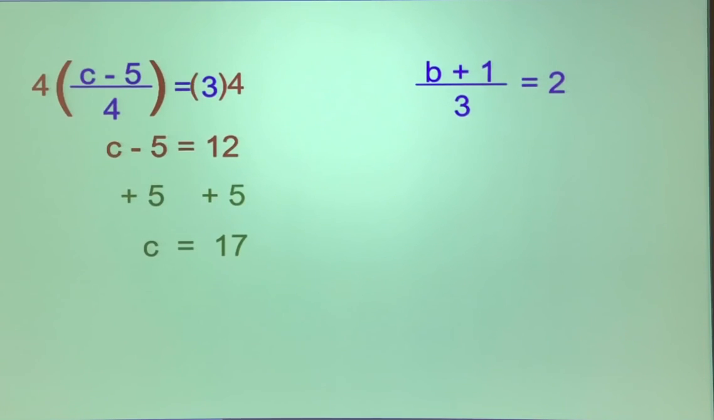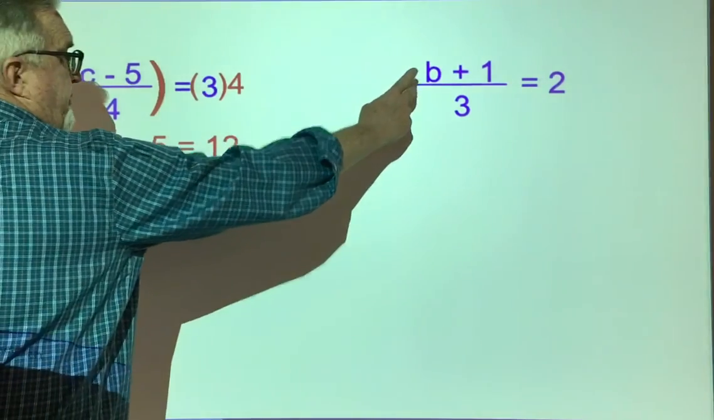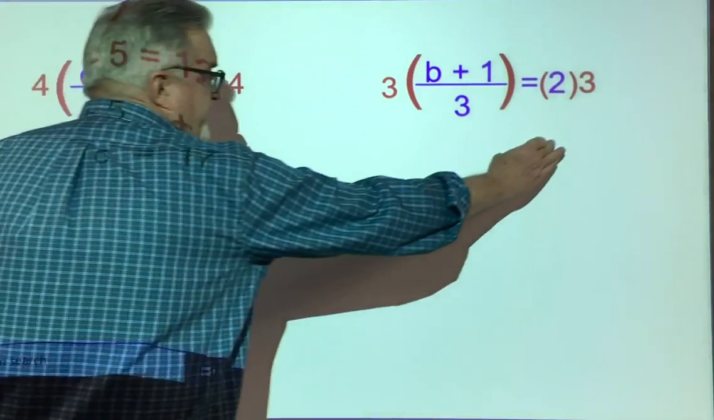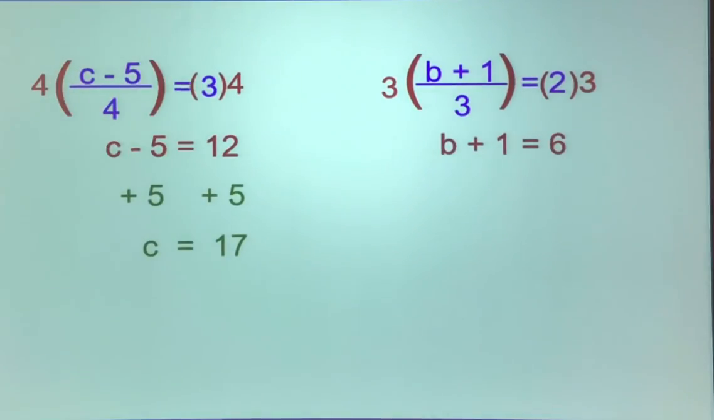On the right-hand side, we've got the sum of b and 1 divided by 3. Since the addition is taking place above the division bar, we've got to undo the division first. So we need to multiply both sides by 3. When we do so, we're going to get b plus 1 by itself, and on the other side, we will have 6. So we're left with b plus 1 is equal to 6.